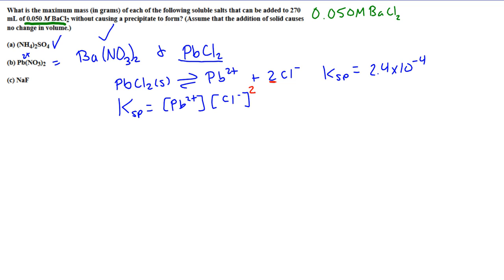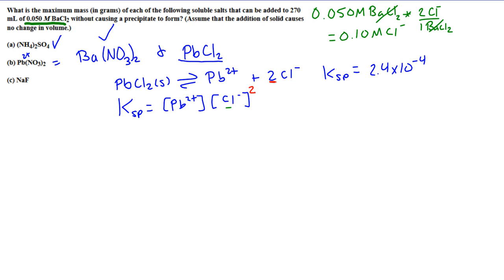Why? Because of this 2. So if we put this as a molar ratio, you will get 2 chloride ions for every 1 barium chloride, right? So it cancels. 0.050 times 2 over 1 tells us that we have 0.10 molar chloride ion. So that's what will go in here.